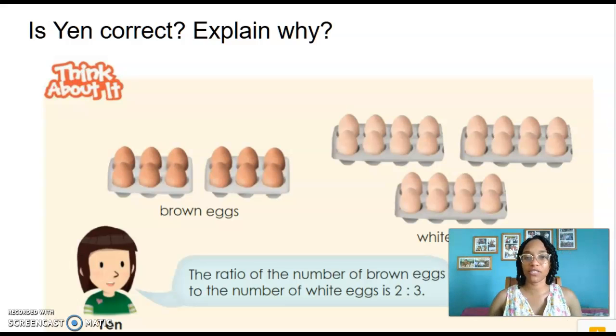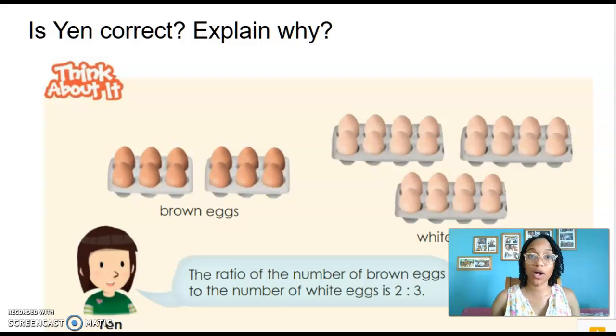So let's check that out. On the brown egg side, we see 2 packages of 6 eggs each. There are 12 total brown eggs. On the white egg side, we see that there are 3 packages of 8 eggs each. There are 24 total white eggs. So in order to simplify this problem, we need to find the greatest common factor of 12 and 24.